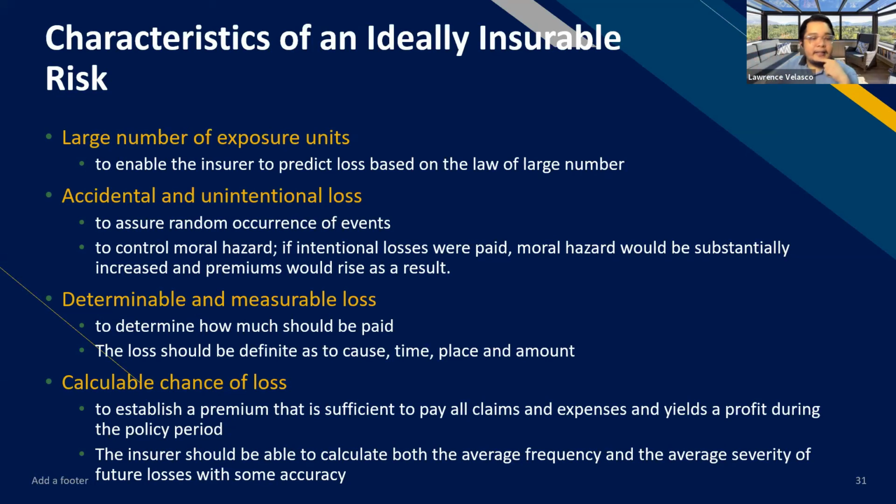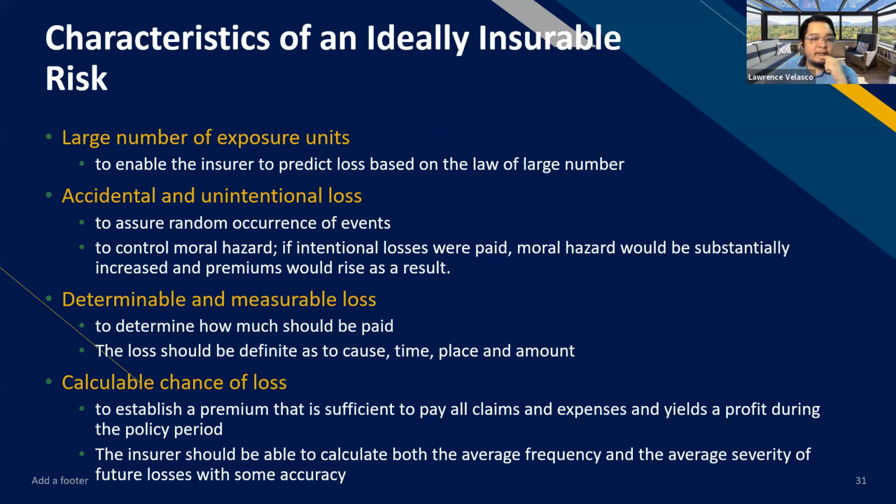Okay. It has to be accidental and unintentional because we want to ensure its randomness. If it's not unintentional, meaning intentional, that's called insurance fraud. So therefore, the randomness assumption is no longer valid. There's bias in the numbers. There's bias in the outcomes. And so therefore, your assumption of the risk might not hold anymore.